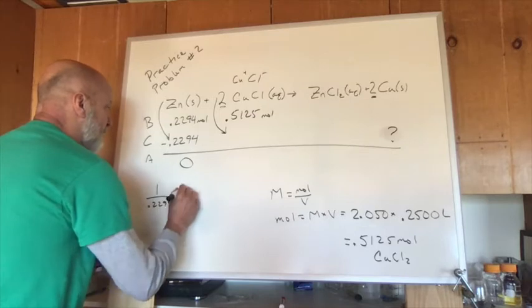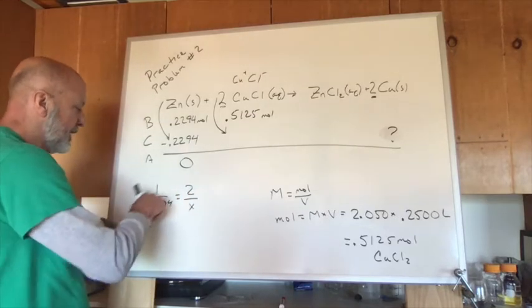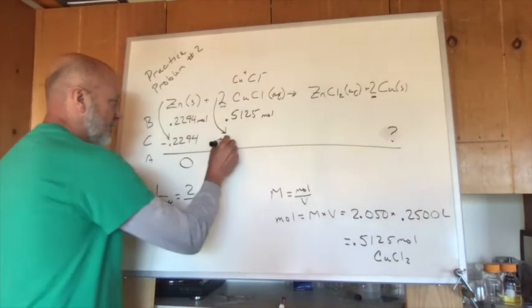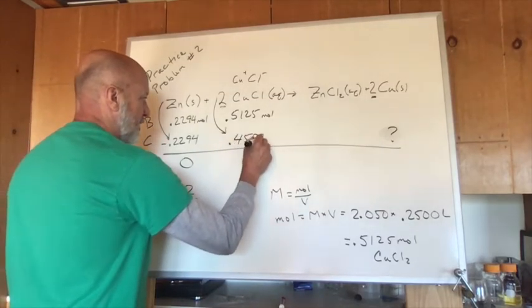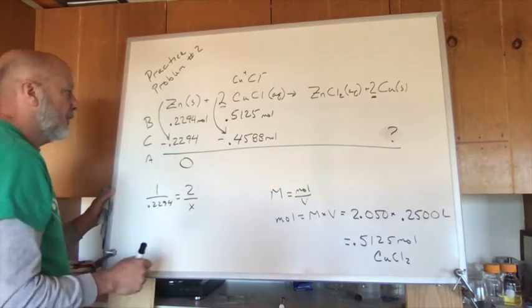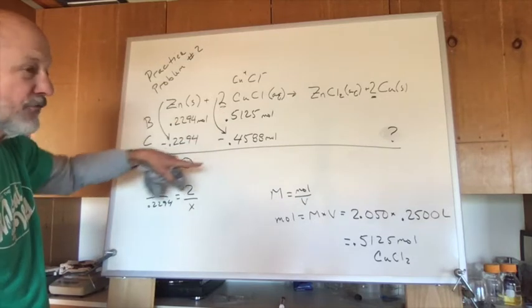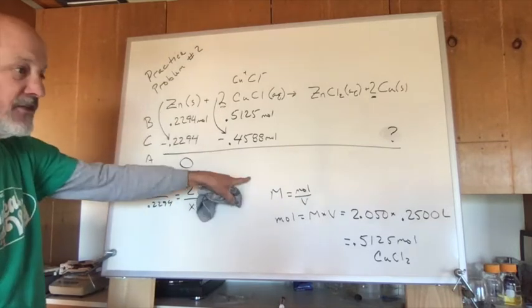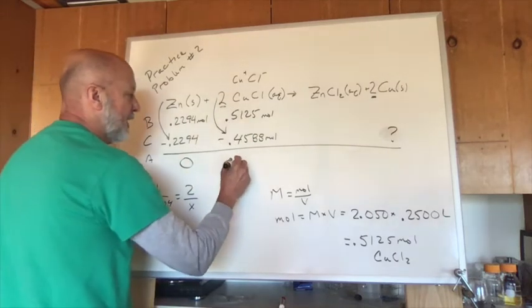So I can do 1 is to 0.2294 as 2 is to x. And if I do that, I double this, I get 0.4588 mole. Right, so let's double check. Let's make sure I had enough of this for this to be the limiting reactant and this to be excess. And I can see I start with this and I'm going to have some leftover.